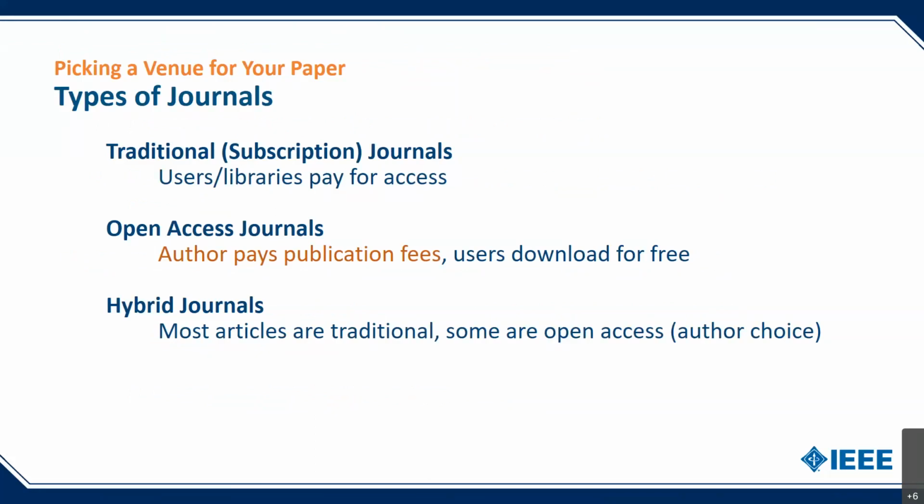One other consideration to keep in mind if you're publishing in a journal is to think about what type of journal you're publishing in. Traditional journals were what were referred to as subscription journals, where users or the libraries pay for access. Nowadays, you also have open access journals in which the author has to pay publication fees, and the users can then download for free. So if you're considering an open access journal, you have to keep in mind that you are committing to also pay the article processing charges in order to get your article published. And then there are also hybrid journals in which most articles are traditional, but some can be open access. This is an author choice that you can exercise at the time of submitting your article.